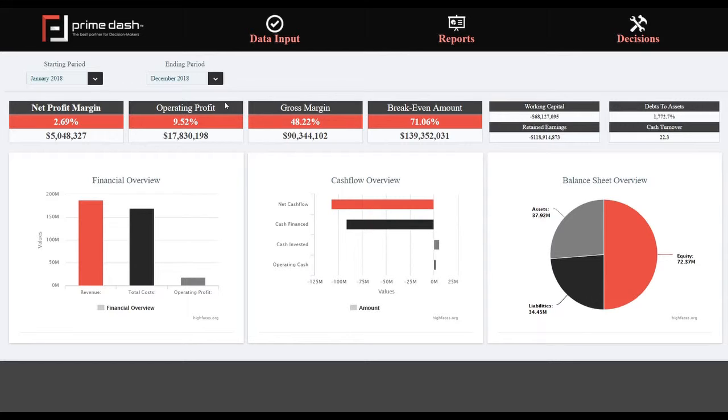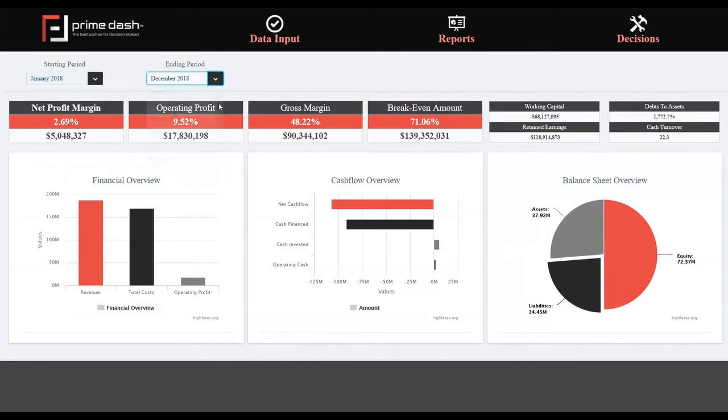Dashboard. The Prime Dash main dashboard makes it seamlessly easy to visualize your financial performance for each period, such as your net profit, your operating profit, your gross margin, your break-even amount, your retained earnings, your debt to assets percentage, your working capital. You also have other result data available to gain a better insight on your financial performance.